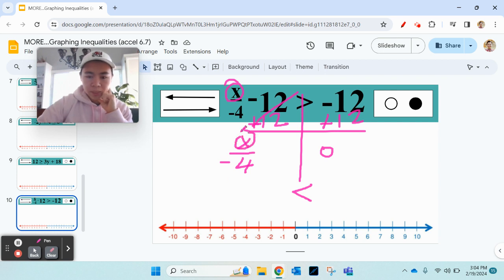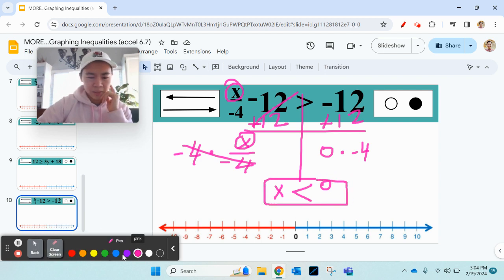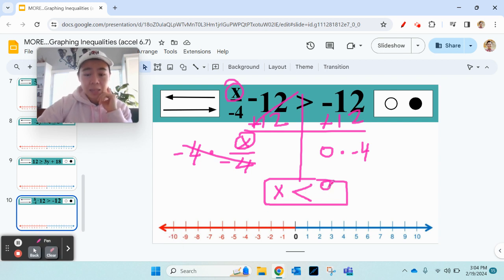Okay, our variable is being divided by -4, so I'm going to multiply times -4 on both sides. Okay, we're left with x. Remember, our sign flipped. 0 times -4 is 0. So here is my answer. I don't even know where the eraser is. I don't know why I drew my 0 so high. x is less than 0.